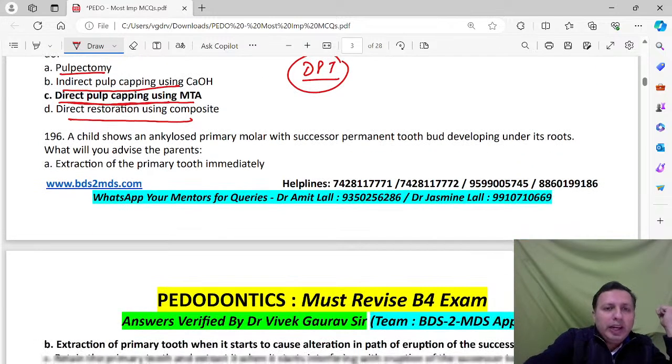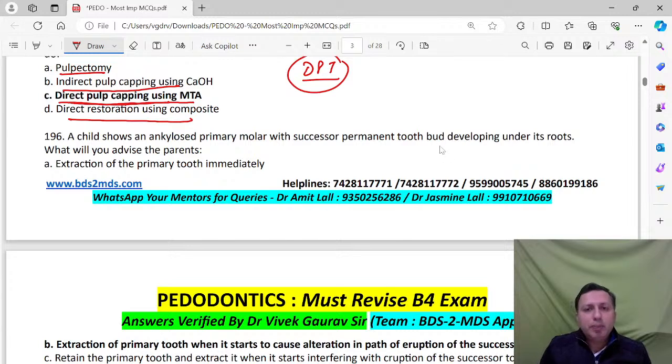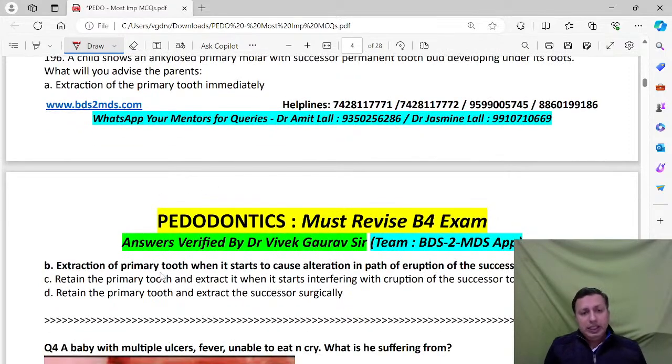Now a child shows an ankylosed primary molar with a successor permanent tooth bud developing under its roots. What will you advise the parents? Extraction of the primary tooth immediately? No, we will not extract because there will be a space loss. Extraction of the primary tooth when it starts to alter the path of eruption of the successor? Yes, that will be the correct option, because we extract only if it is causing a hindrance in the path of eruption of the permanent tooth bud. Retain the primary tooth and extract it when it starts interfering with the eruption? No. Retain the primary tooth and extract the successor surgically? No. So the best option is B.